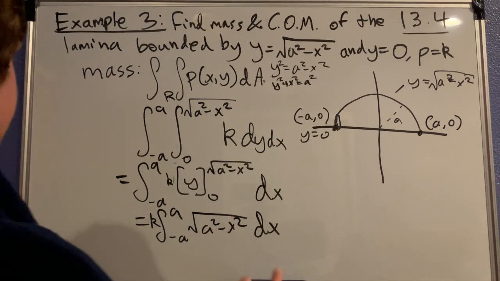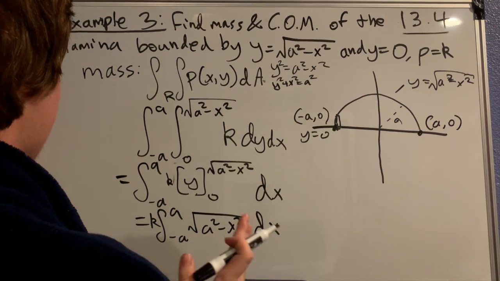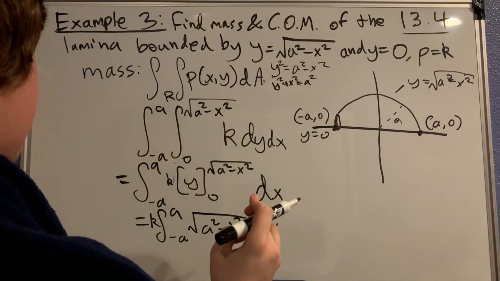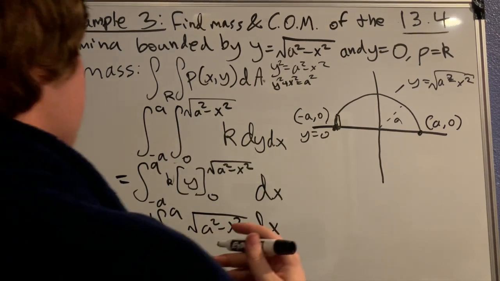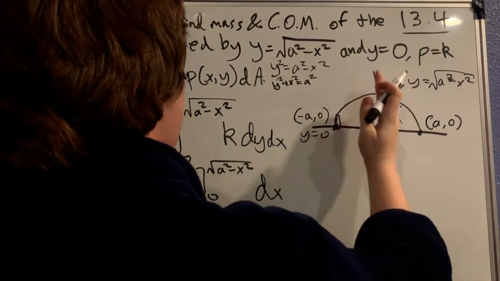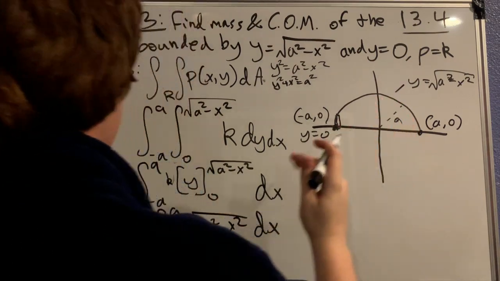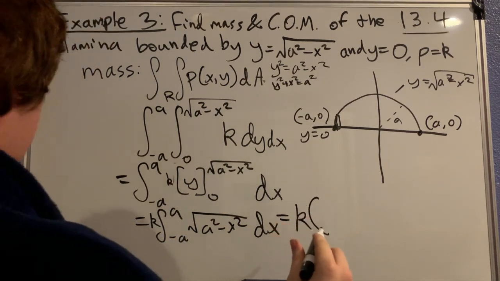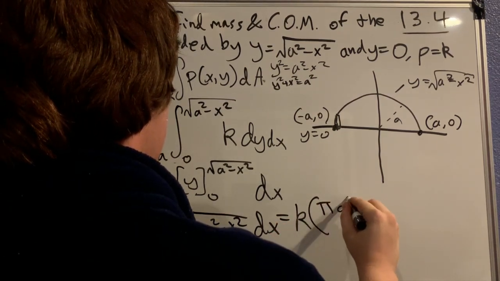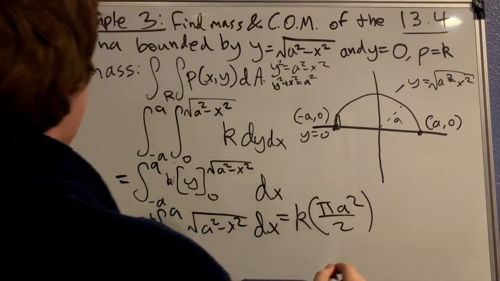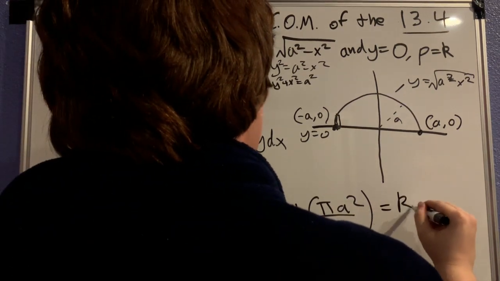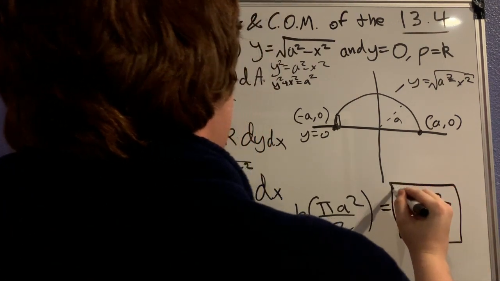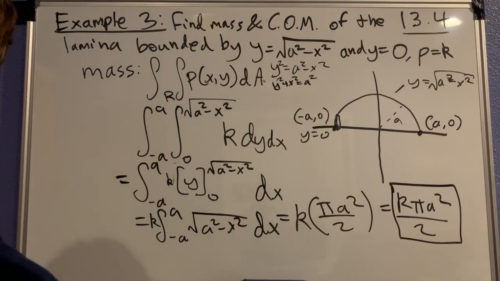And remember from last year in Calc BC, the integral from the left bound to the right bound of a function was just the area beneath the curve. So the area beneath this would just be the area of a half circle with radius a. So this is just equal to k times the area, which is pi a squared over 2. So the mass is just k pi a squared over 2. And that is step 1 of the problem.